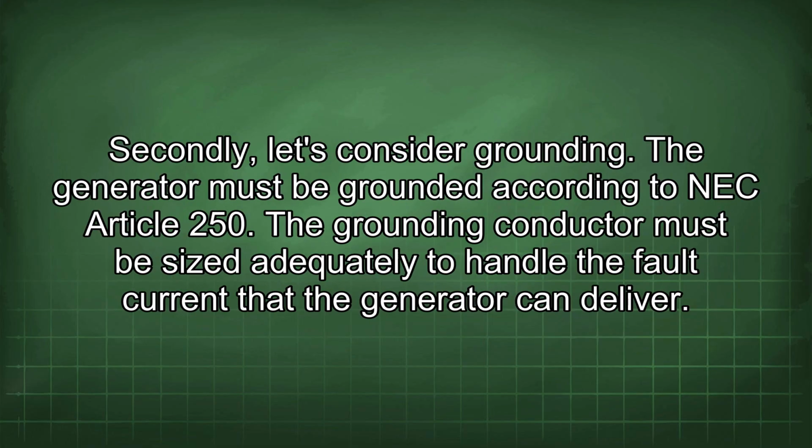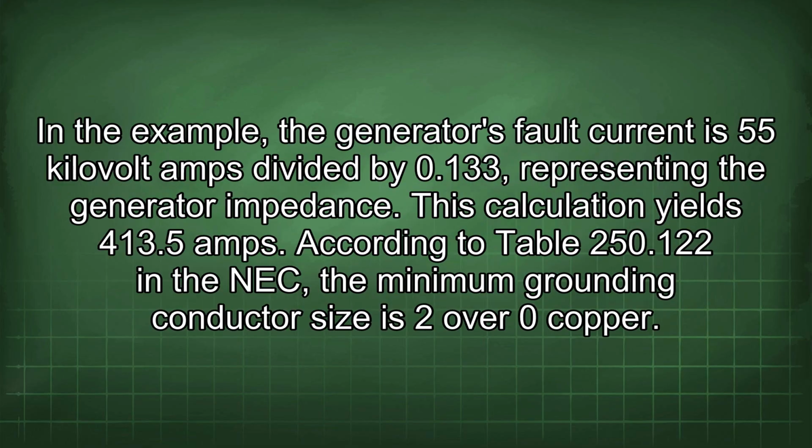Secondly, let's consider grounding. A generator must be grounded according to NEC Article 250. The grounding conductor must be sized adequately to handle the fault current that the generator can deliver. In the example, the generator's fault current is 55 kVA divided by 0.133, representing the generator impedance. This calculation yields 413.5 amps. According to Table 250.122 in the NEC, the minimum grounding conductor size is 2/0 copper.